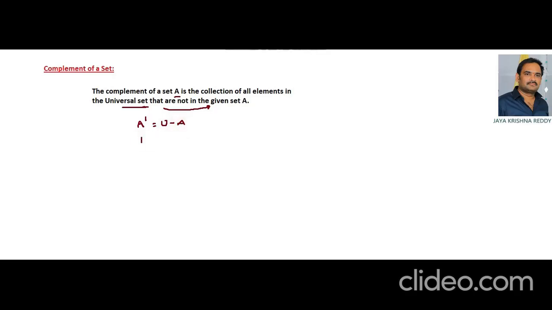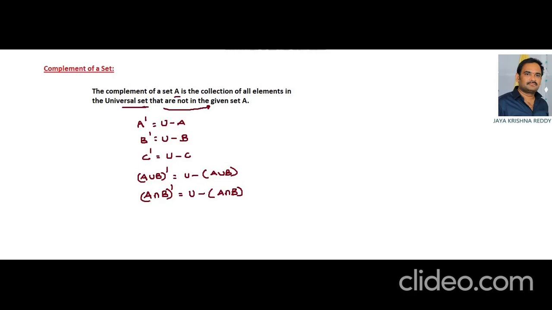In the same way, if the set is B, then B complement is U minus B. And if you want to find C complement, that is U minus C. If you want to find A union B complement, the formula is U minus A union B. If you want to find A intersection B complement, the formula is U, the universal set, minus A intersection B. So for whichever set you want to find the complement, you subtract it from the universal set, U minus that set. Here you have to do the difference operation.